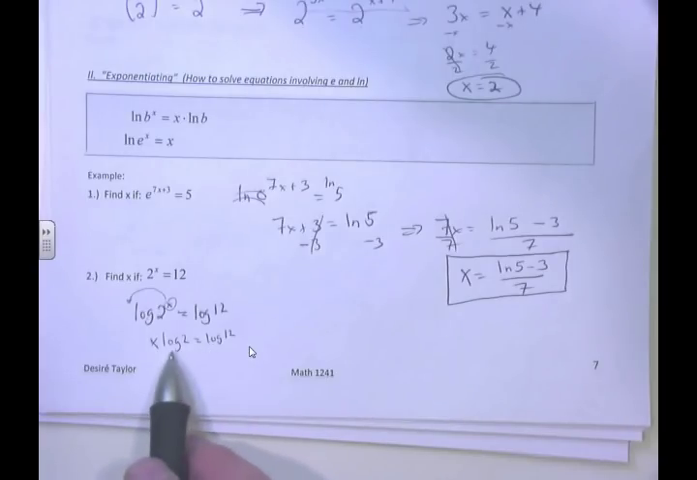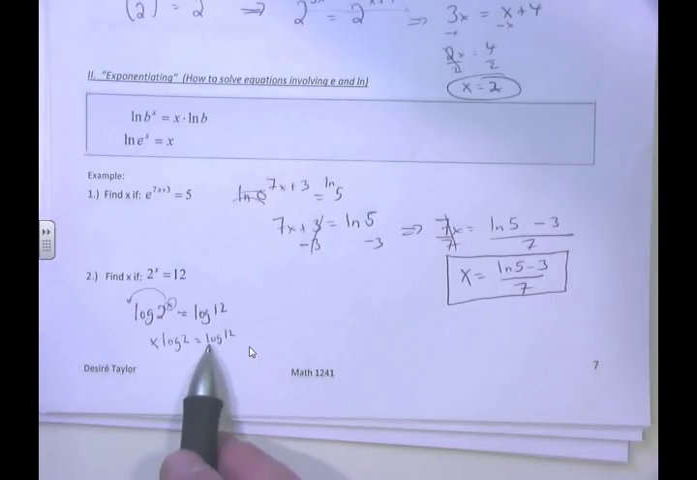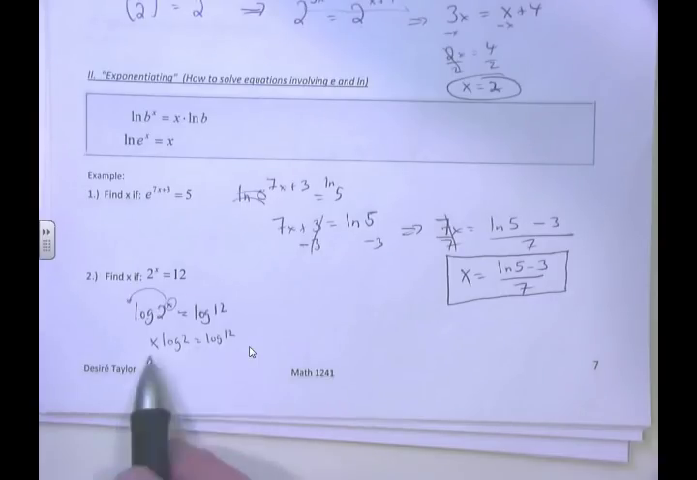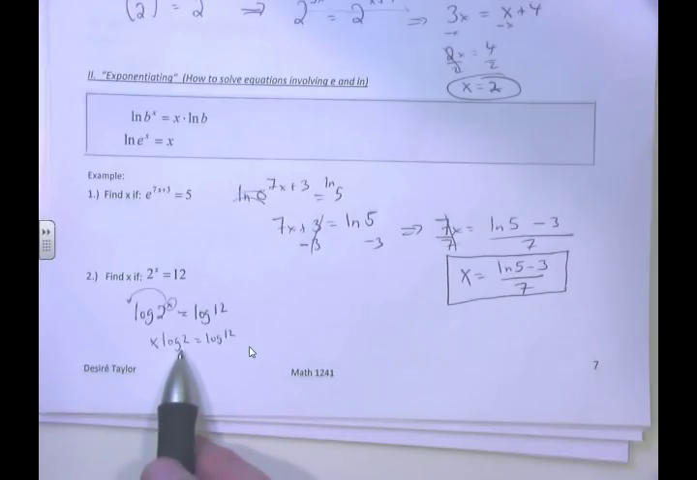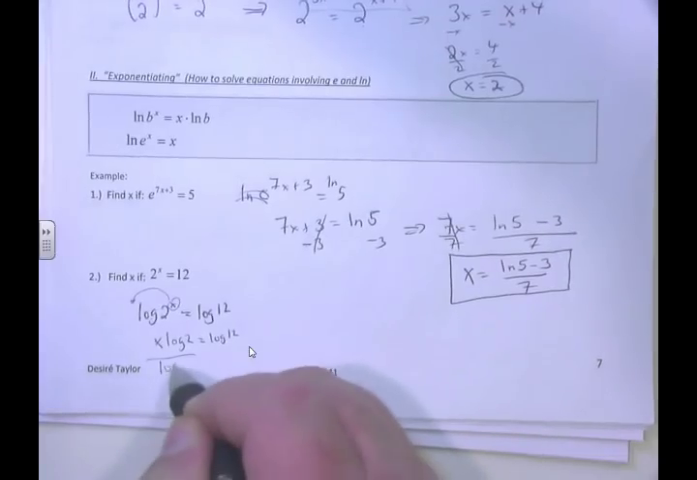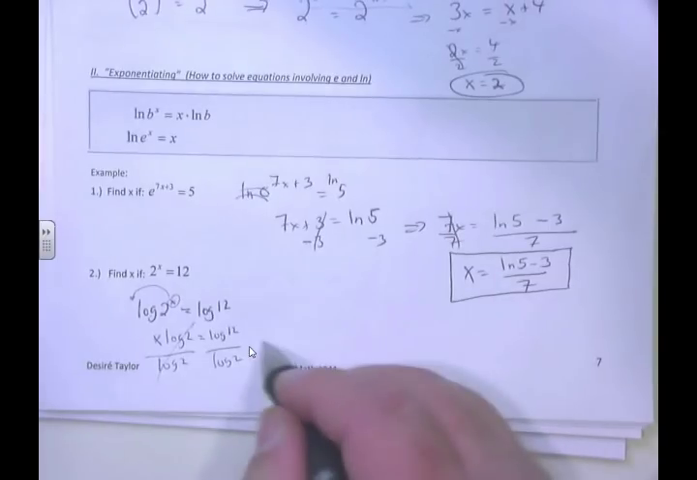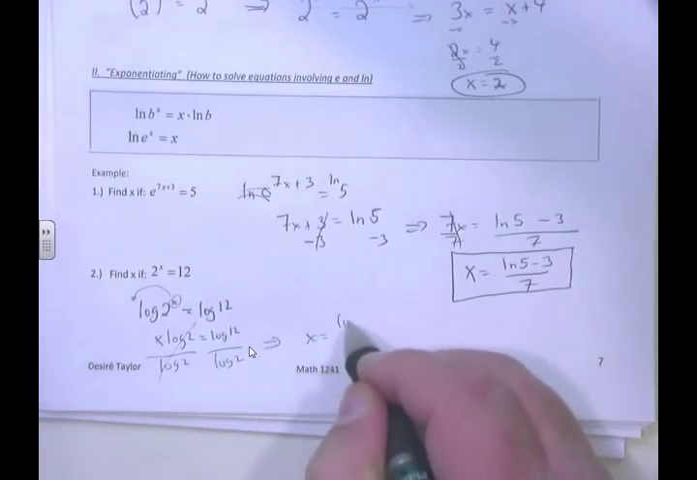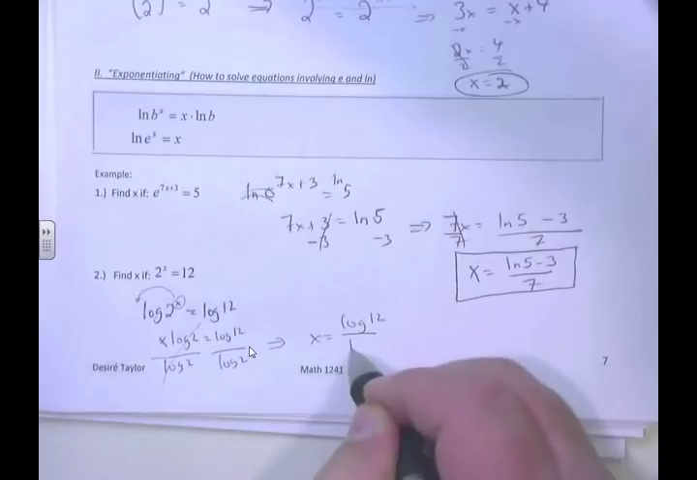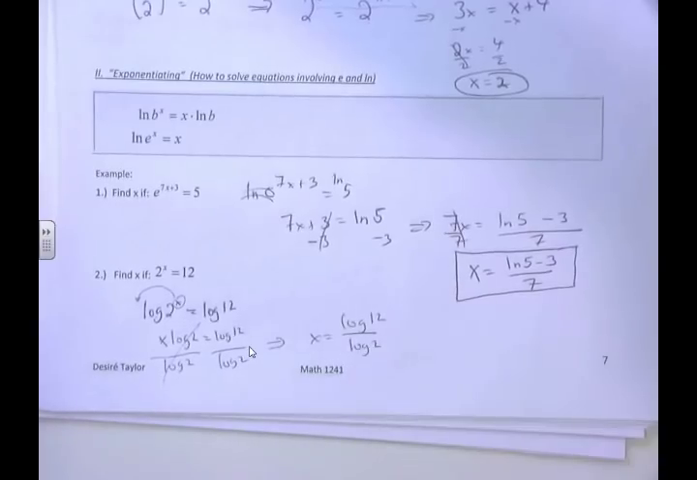Log of 2 equals log of 12. Now, here's the deal. Log of 2 is nothing but a number. Log of 12 is nothing but a bigger number. I want to solve for x. What are we doing to x? We're multiplying by the log of 2. What gets rid of multiplying by the log of 2? We're going to divide by the log of 2. Treat it like a number, because it really is a number. This cancels, and that leaves you with x is equal to the log of 12 over the log of 2.